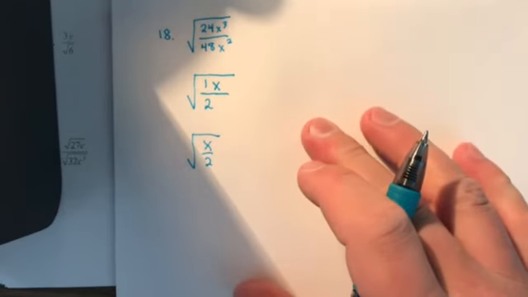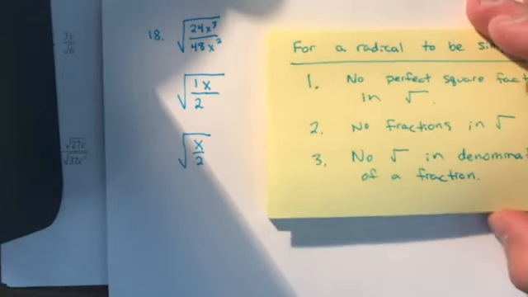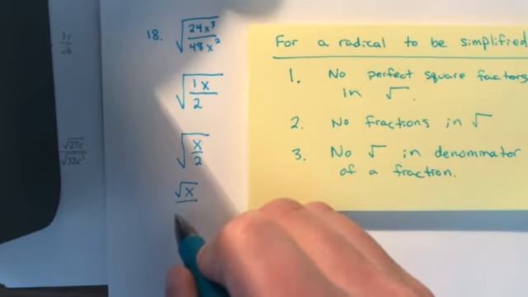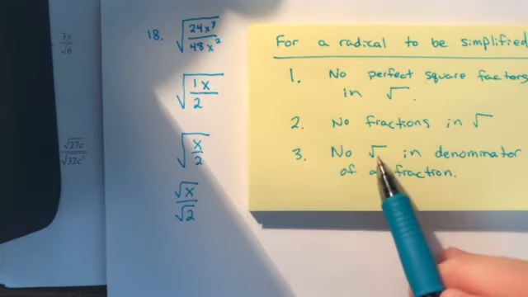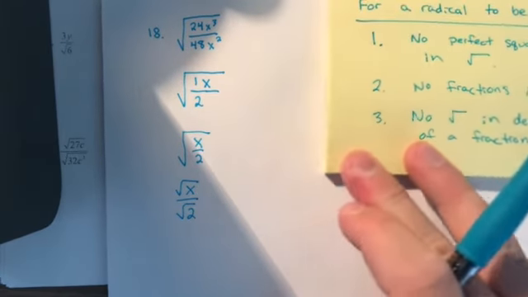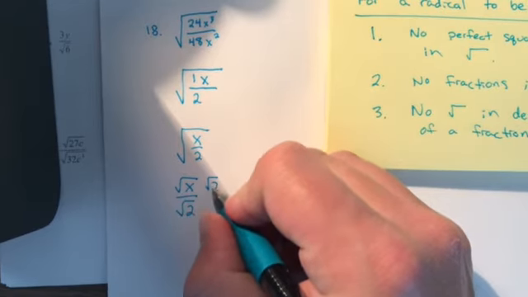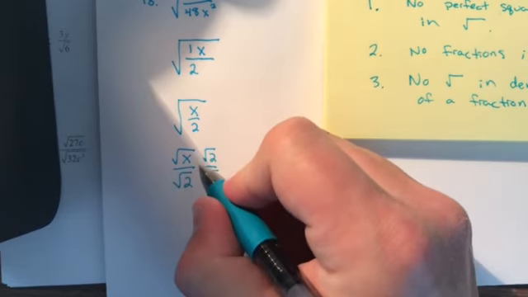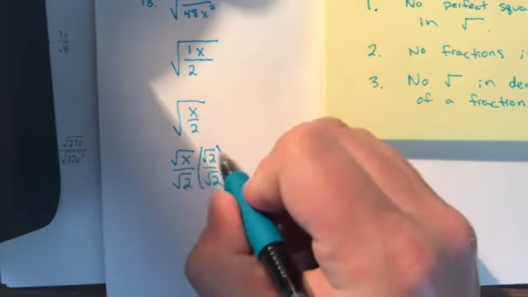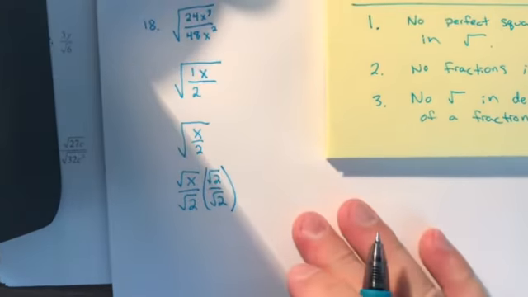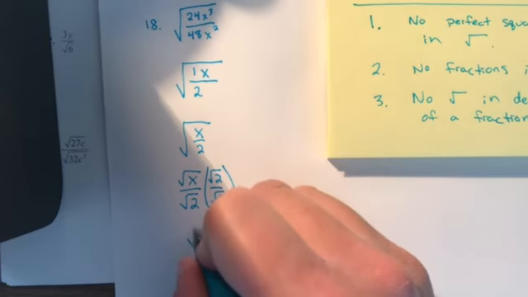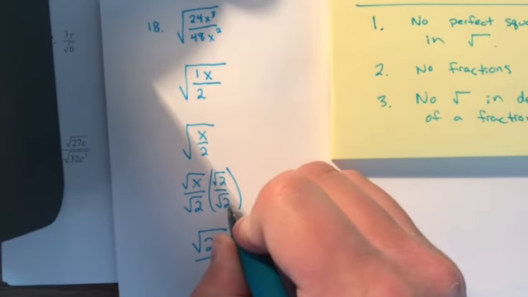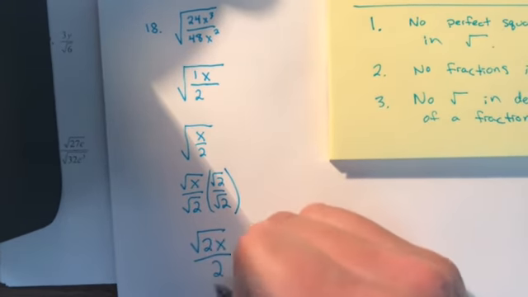Now, I have a fraction in the radical symbol, so I get rid of it by using my product rule. I have a radical in the denominator. I get rid of that one by multiplying by the square root of 2 over the square root of 2. Again, we multiply straight across. The square root of x times the square root of 2 is the square root of 2x, over the square root of 2 times the square root of 2, which is just the number 2.